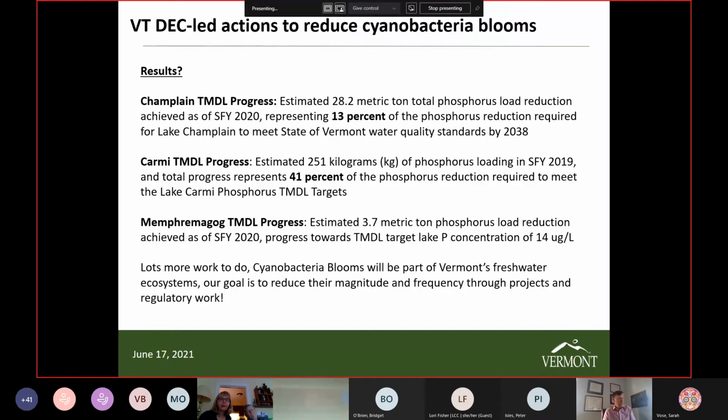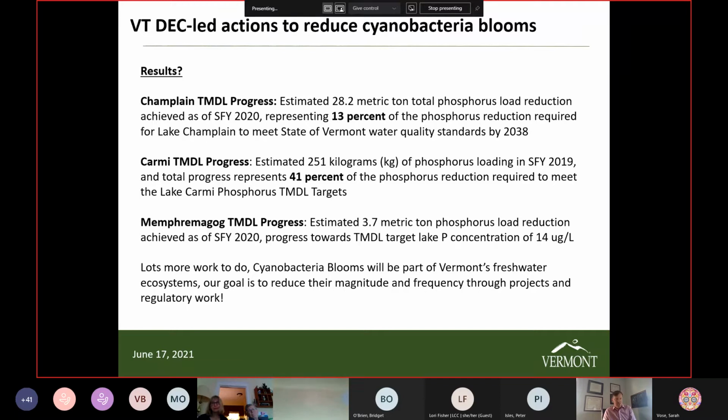Similarly, in Lake Carmi, our interventions in the landscape and the watershed and in the lake have reduced about 251 kilograms of phosphorus. That was just in 1 year. And our total progress there is about 41% of our overall phosphorus reduction targets to meet the Carmi phosphorus TMDL target. And we've made some similar progress up at Lake Memphremagog, and we continue to monitor those results.